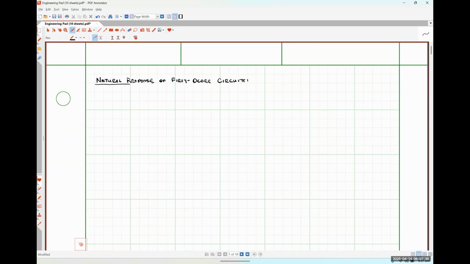So there's a lot of words in here that you guys may not be familiar with, and that's okay. So the first thing that I want to talk about is what a first order circuit is. Okay. So a first order circuit is simply a circuit that is just described by a first order differential equation.